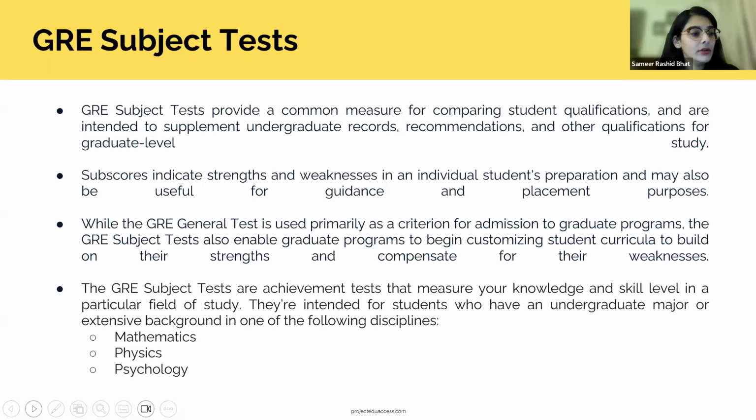Then there are also the GRE subject tests, which are a common measure for comparing student qualifications. They are intended to supplement your record in an existing subject, and they also help indicate particular areas of strength and weakness. So, for instance, if your scores, especially in your undergrad degree in a particular subject, are not good, and the GRE subject test is required, then that's an area where you can really work hard to make sure your score is really good, so that it adds to your entire profile and balances it out.